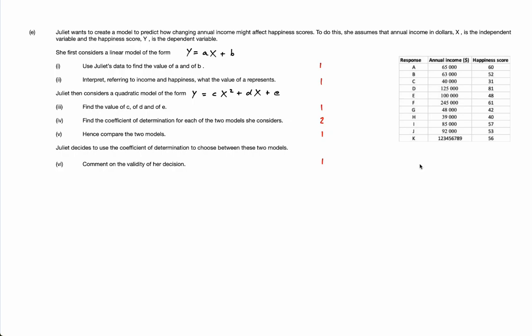Okay, part E. There's six different parts, but they're all quite short. So she wants to create a model. She assumes income is independent, happiness is dependent. We already talked about that. She first considers a linear model of the form y equals ax plus b. Use Juliet's data to find the value of a and b.